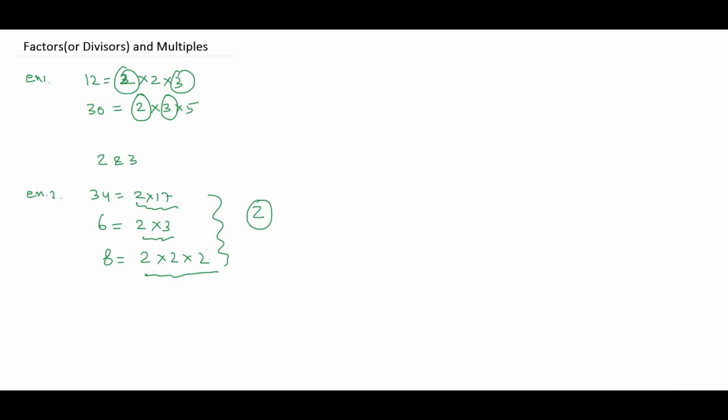Now, what is the highest common factor here? So the highest common factor here is 3. What is the highest common factor here? The highest common factor is 2 over here, right? Now we'll take another example.